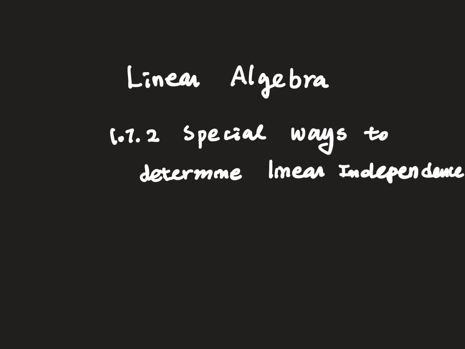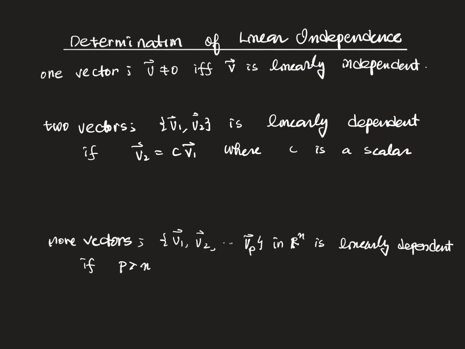In the previous video we talked about sets of vectors being linearly dependent or linearly independent. In this video we will see how to determine whether a set of vectors is linearly independent or linearly dependent in some special ways. Here are a couple of ways to determine this. First one is one vector.